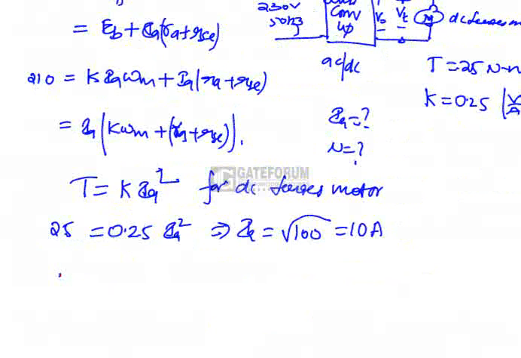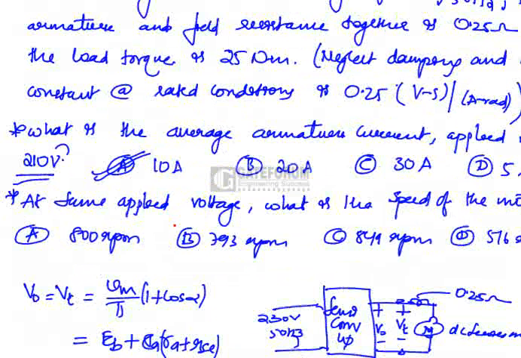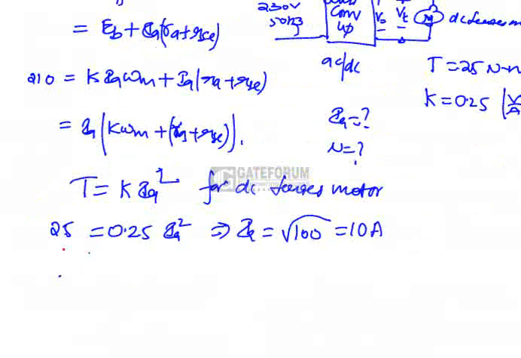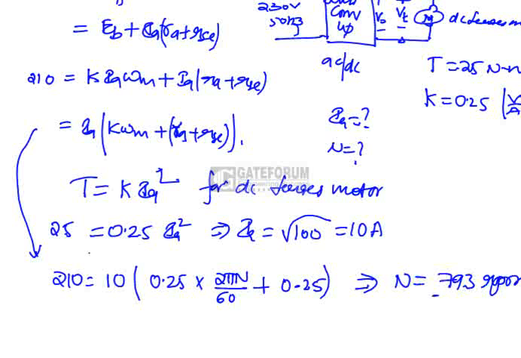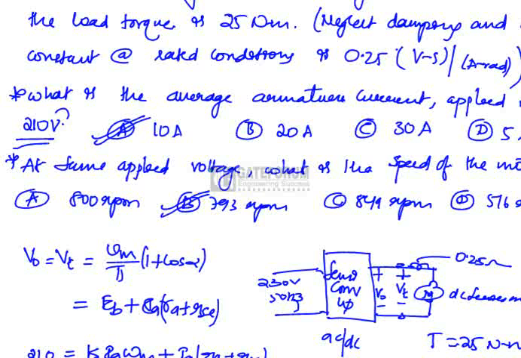Next question: at the same applied voltage of 210 volts, what is the speed of the motor? So 210 is equal to this equation. Ia value we got as 10 amperes, constant K is 0.25. Omega m is 2 pi into N by 60, plus Ra plus Rsc, is equal to 0.25. From this we can find the N value as 793 rpm, which is option B.